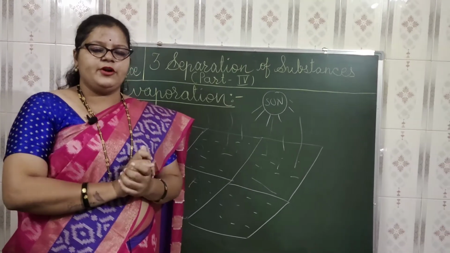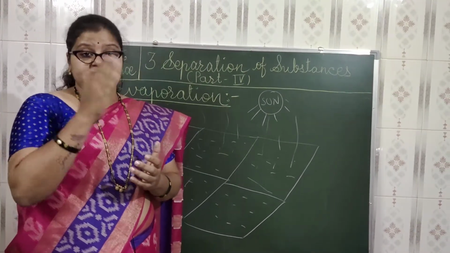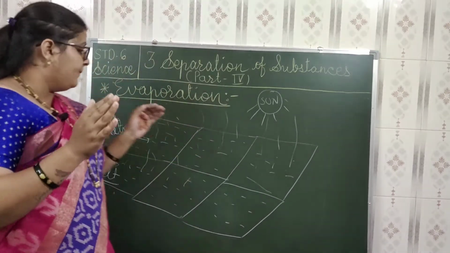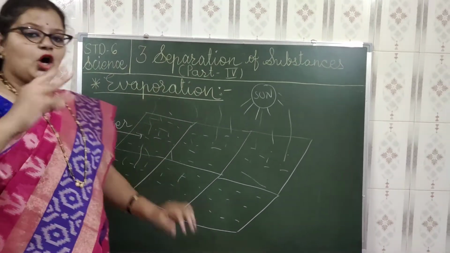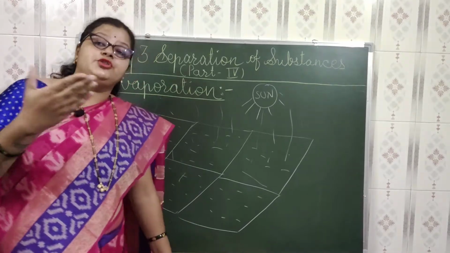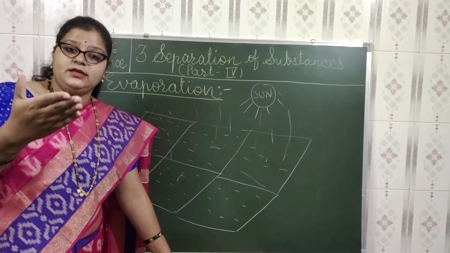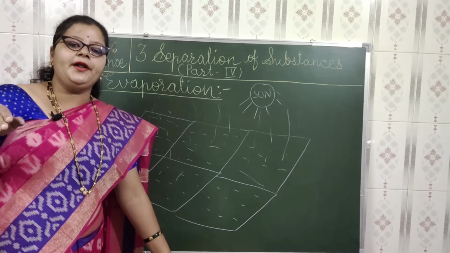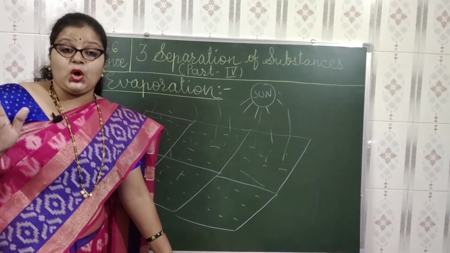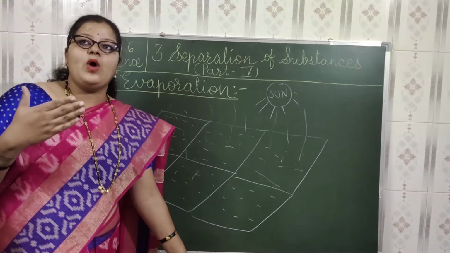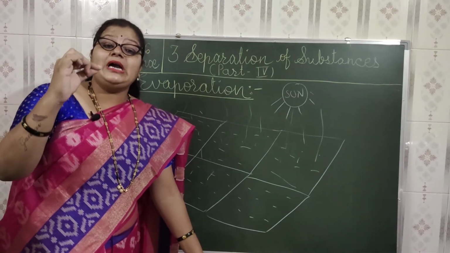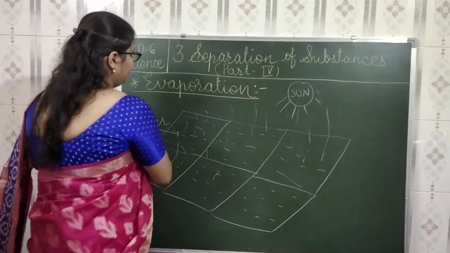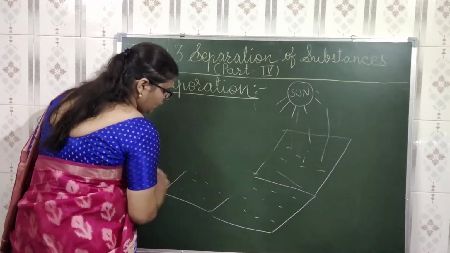So it was easy for us to see it and separate it out. But when we are thinking of salt or sugar, can we see salt when it is dissolved into water? No, we cannot see the salt when it is dissolved into water. Why? Because salt is a soluble solid. Now what do I mean by soluble solid?